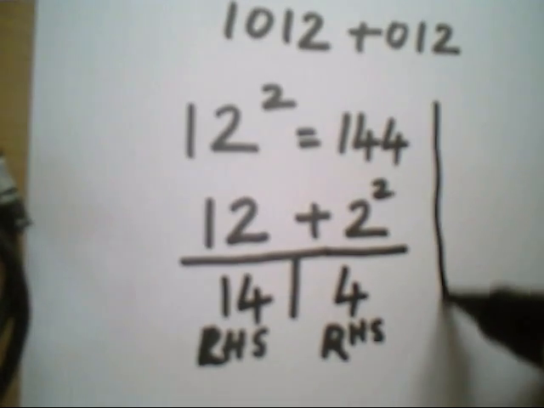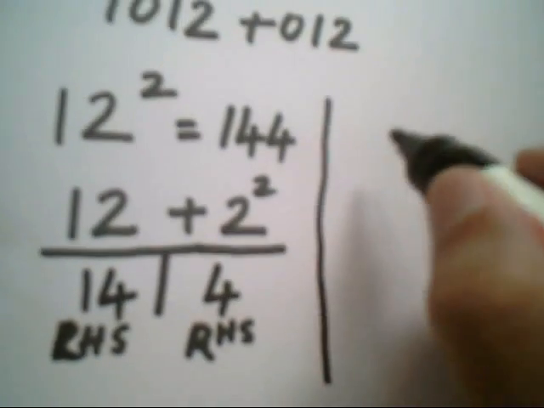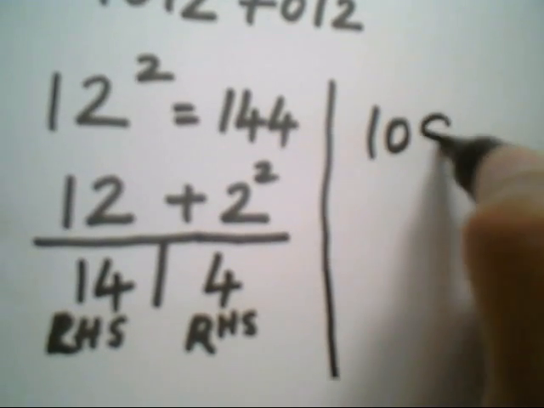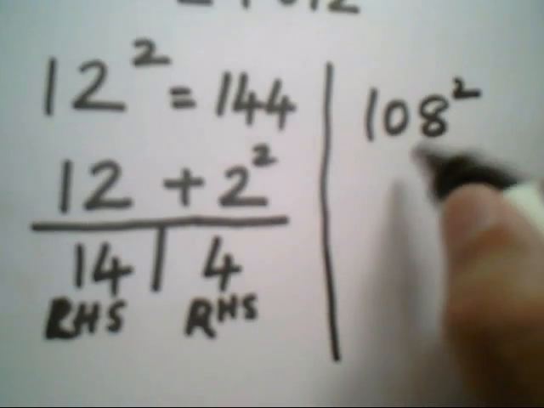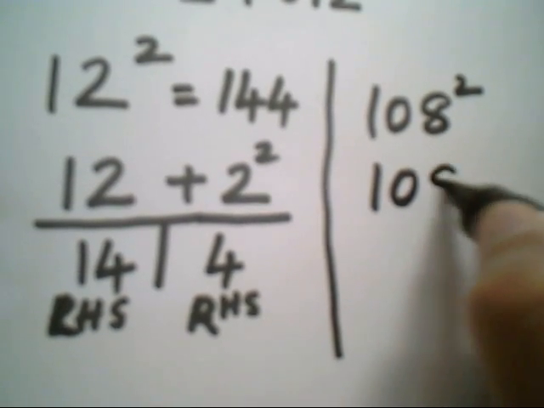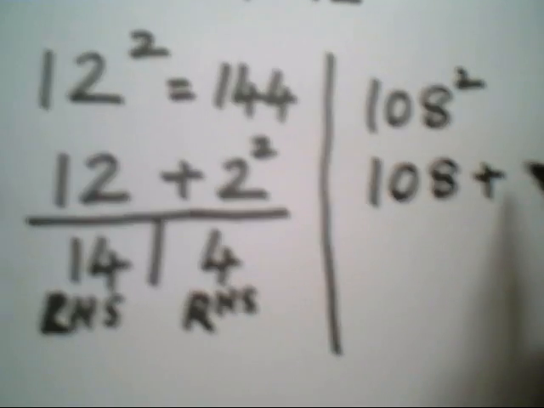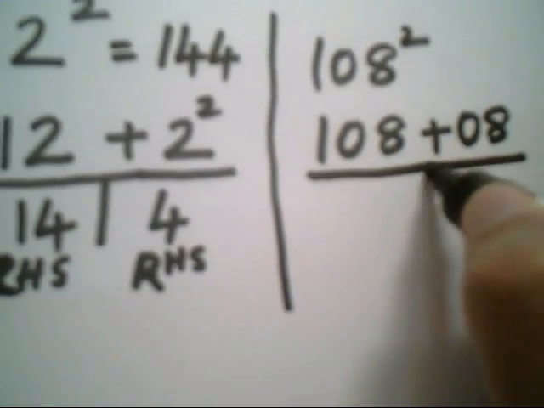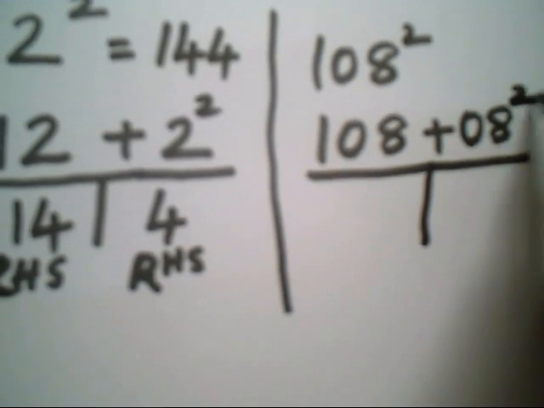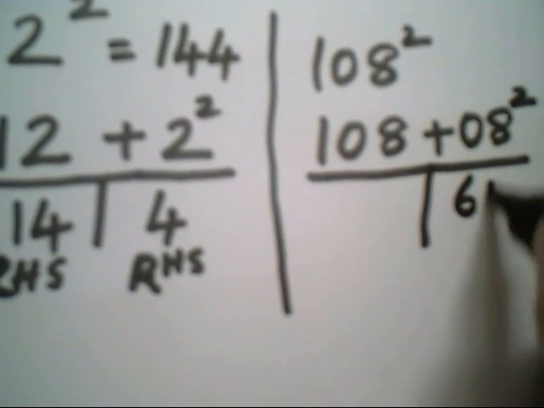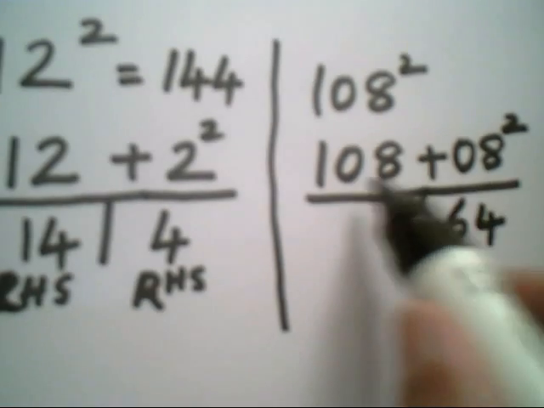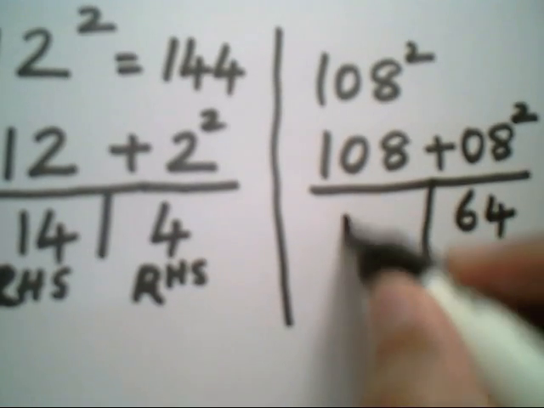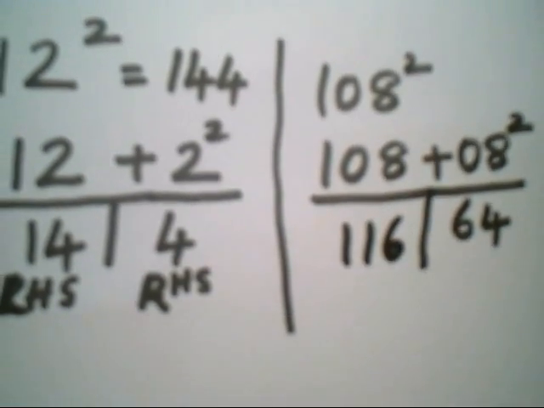In the same way, let us find one more square. Let us say this time that I have to find 108 square. In this case, I write it as 108 plus 08, and I have to find the square of this. That is, 8 square is 64, and just add them. 108 plus 8 is 116. That's all. Is it not simple?